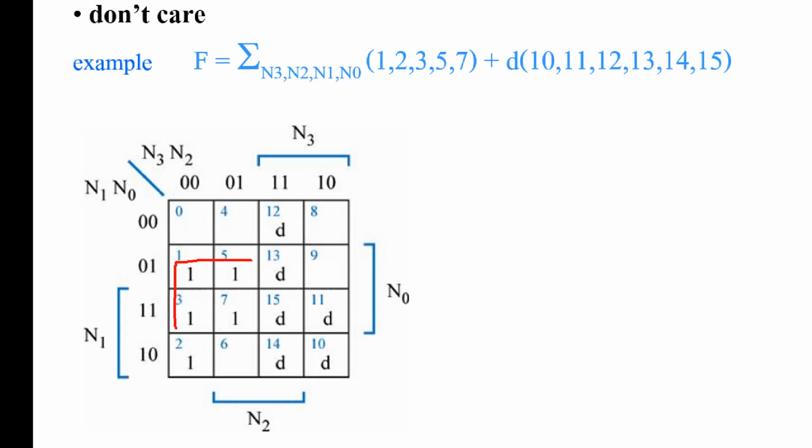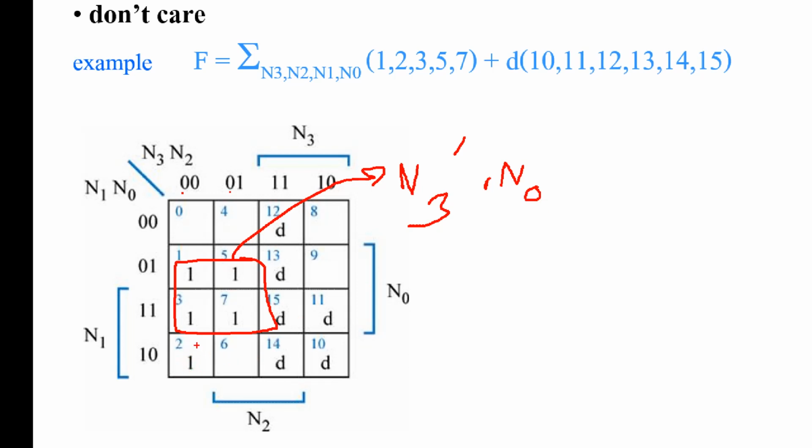Okay, 1, 5, 3, this one, right? 7. Could you tell me the product term? Let's start from N3. N3, 0, 0, right? So, N3, 10. How about N2? No, right? How about N1? No. How about N0? Yes, N0. Okay?